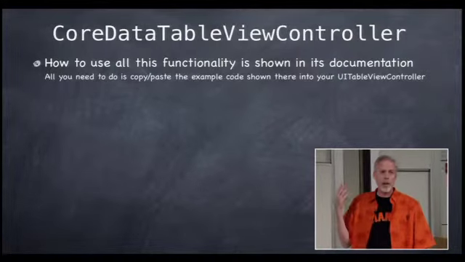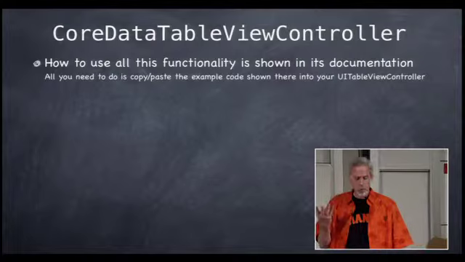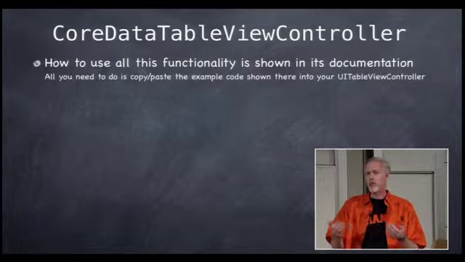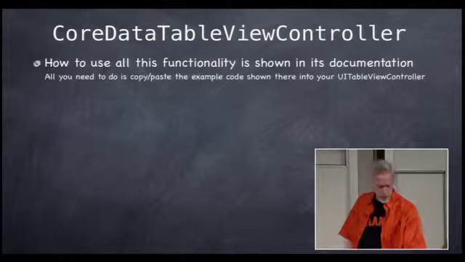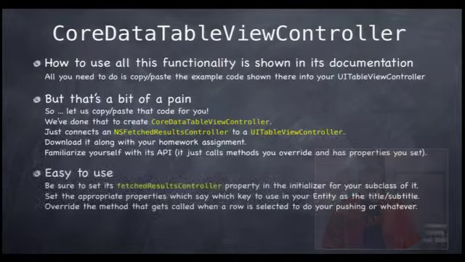So let me tell you how to use core data table view controller. This class is like Flickr Fetcher. You'll download it and just drag it into your project, and it saves you the pain of doing that copying. So all you really need to do to make this work is to set the core data table view controller's property called fetched results controller. You just got to set that property, so you are going to have to learn how to create a fetch results controller. I'm going to show you how to do that.